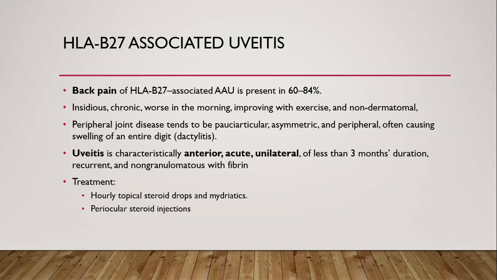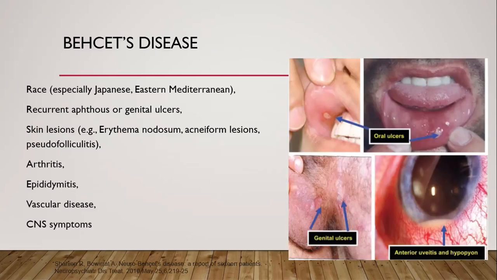Uveitis in this case is usually unilateral, acute onset, and more commonly anterior uveitis. You can present with hypopyon and be confused with endogenous endophthalmitis at times, but the posterior segment is not much involved. Treatment is more topical, with steroid drops and mydriatics helping in these cases. Sometimes periocular steroid injections are also needed.